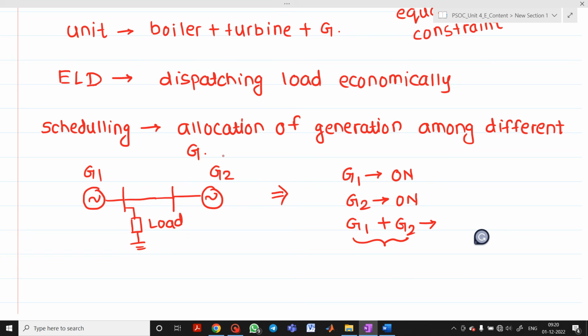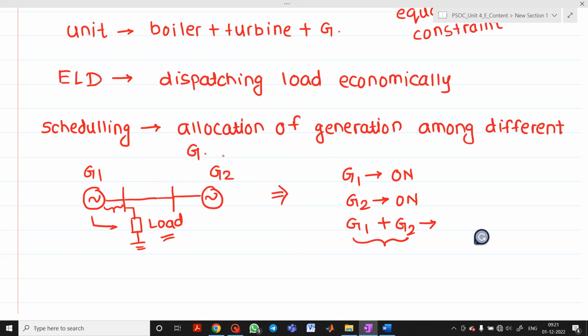When we are thinking about a combination of G1 and G2, whatever generating units are working in parallel, we have to distribute this load among generators G1 and G2 in such a way that the cost of generation is minimum. It is easy to see that most of the power required by the load should be shared by generator G1, because the transmission losses associated with it will be less. On the other hand, the transmission line from generator G2 to the load is the longest. So in that case, a lesser amount of power should be given by generator G2 to the load.